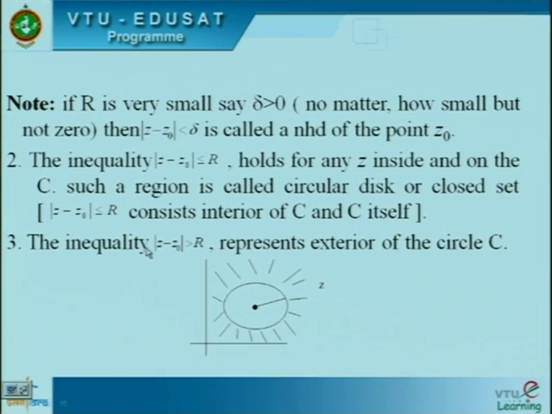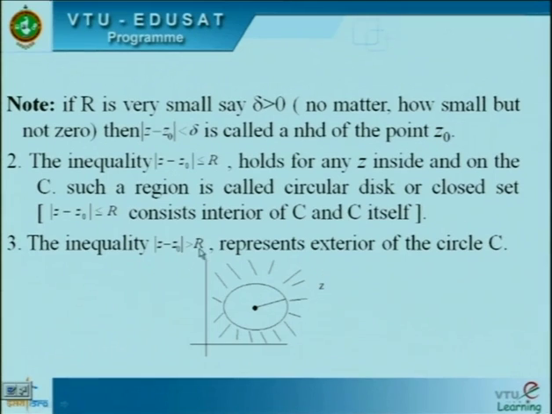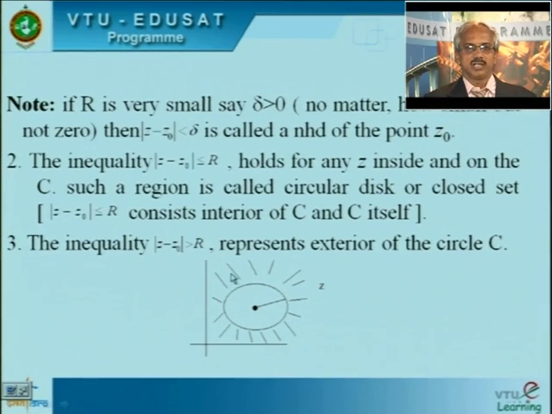Now, one more inequality: |z - z0| > R. It is very simple: all the points lie outside this region, in the exterior of this circle. We simply take z and the distance between z and the center point z0, which is definitely greater than the radius of this circle. So such points are exterior points of this inequality.